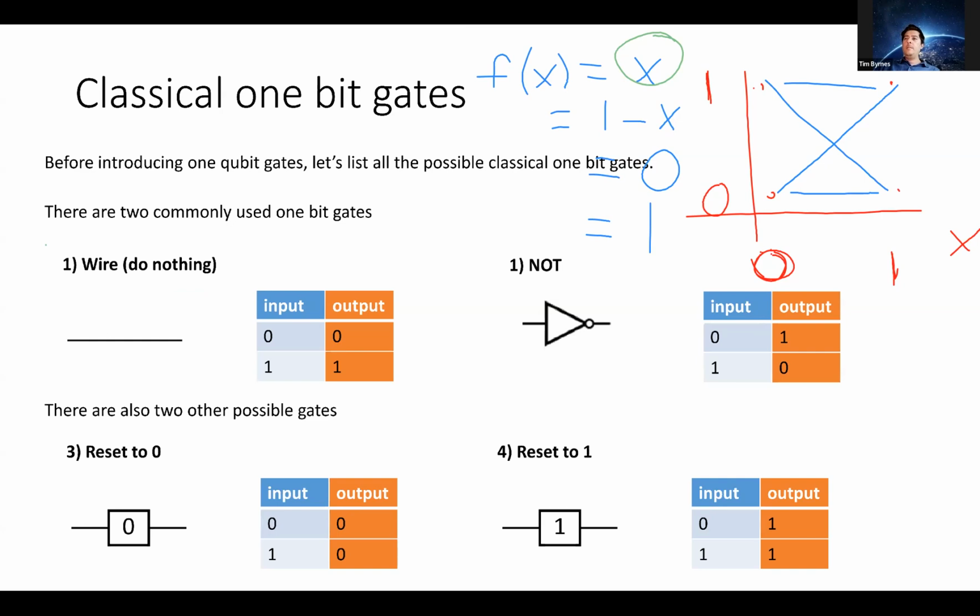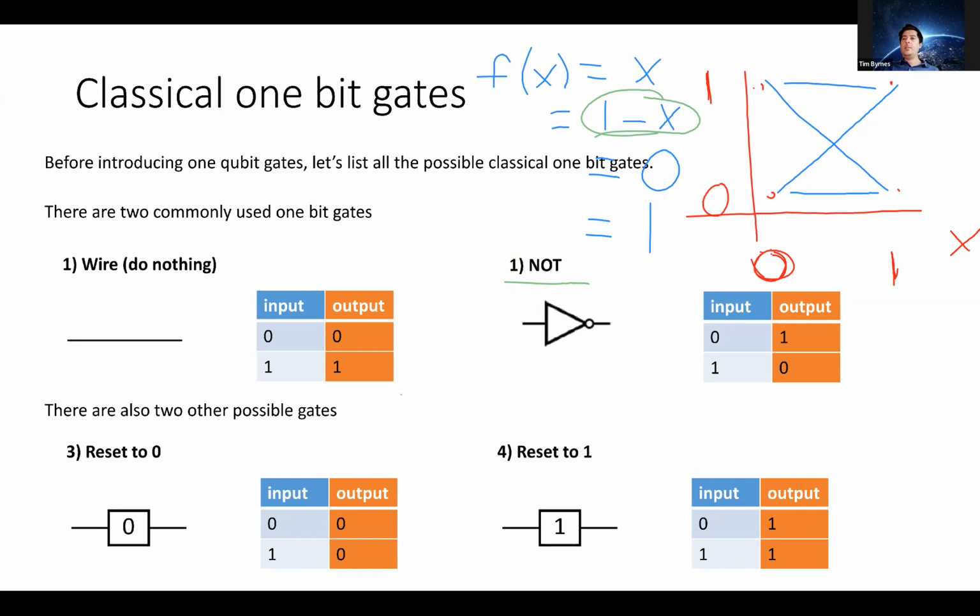The next one is 1 minus x. This is what we would call the NOT. I should label this 2, because this flips the input. If the input is 0, then the output is 1, and if the input is 1, the output is 0. So it just changes to the opposite value, and the symbol for this would be the NOT gate, this one.